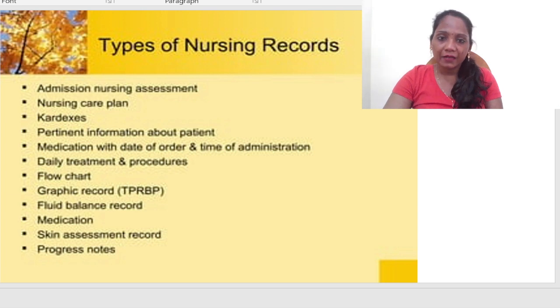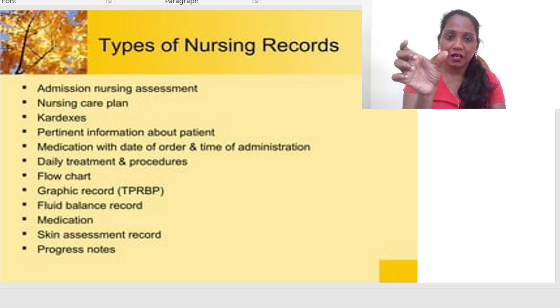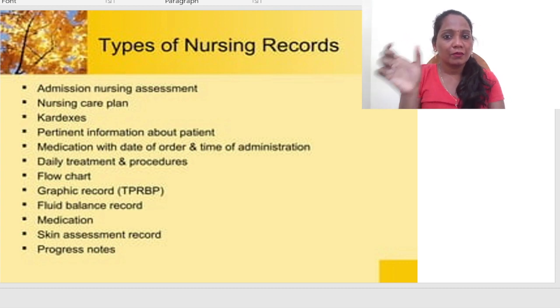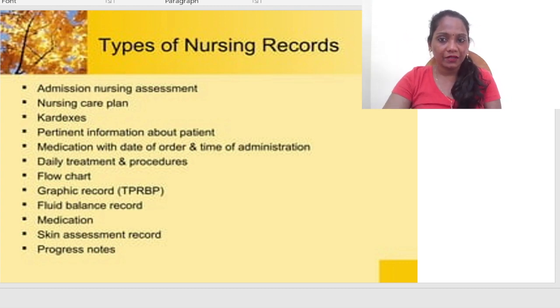The first one is admission nursing assessment, and the second one is nursing care plan. These topics are very important in the second year medical surgical nursing when you are studying. So, nursing care plans, Kardex, and patient information. Then, medications with the date of order. We call it a medication card. A small card will be there. So, medication with the date of the order and time of administration, and daily treatment and procedure records.